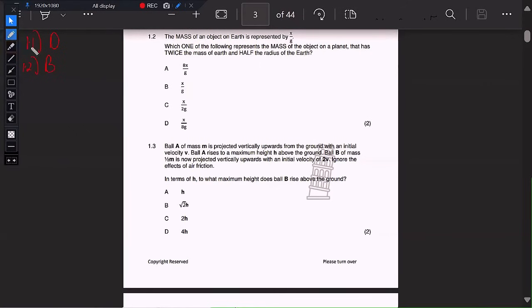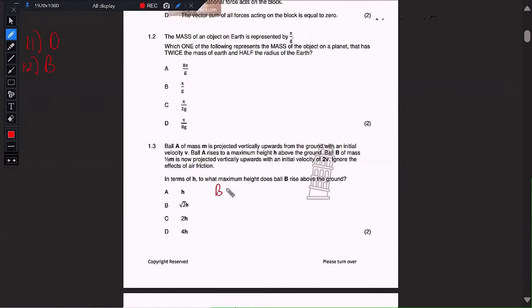Now, the first thing that we want to do, let's try to calculate for ball A. So we are just trying to compare this in terms of h. So for ball A, if we were to look for the height, we would go and choose the formula Vf squared equals Vi squared plus 2a delta y.